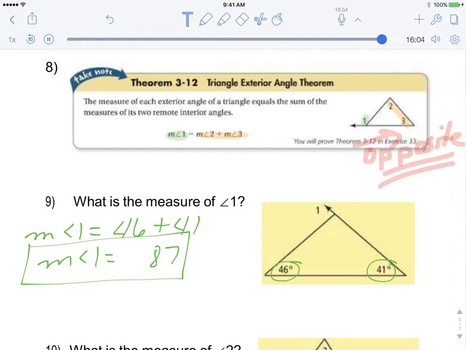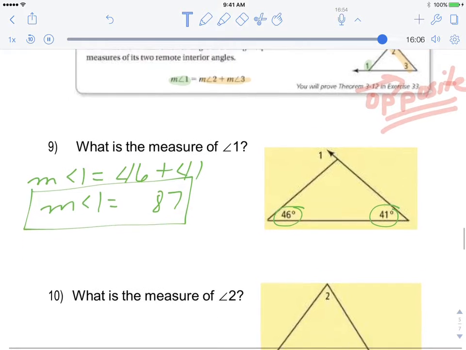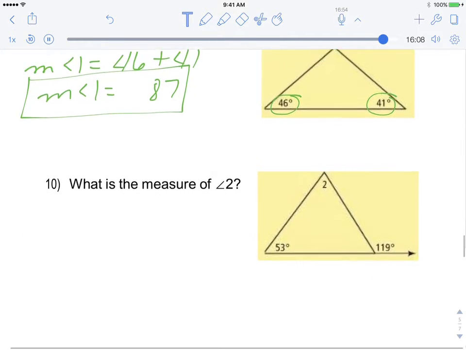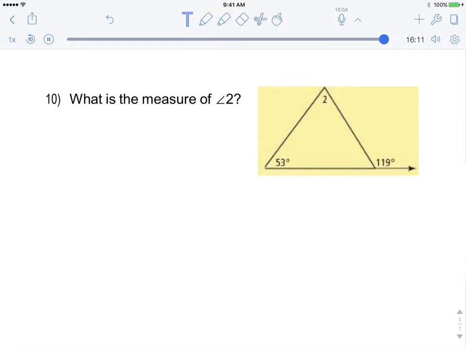Okay, so take a look at number 10 and 11 and do those on your own. And then we'll come back and I'll show you the answers. Pause the video.